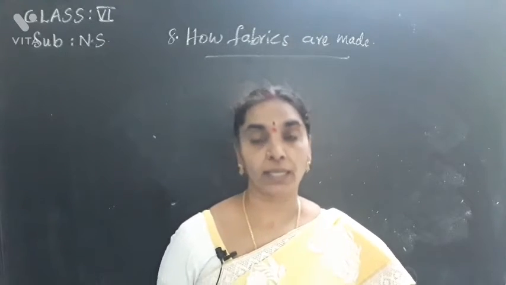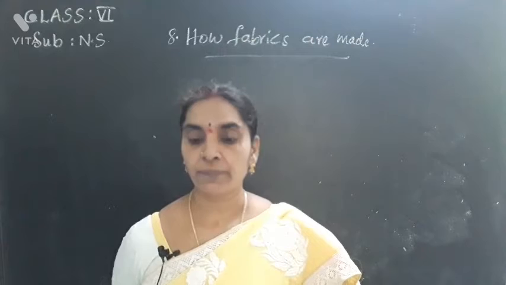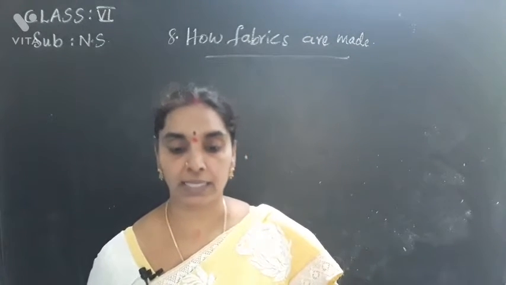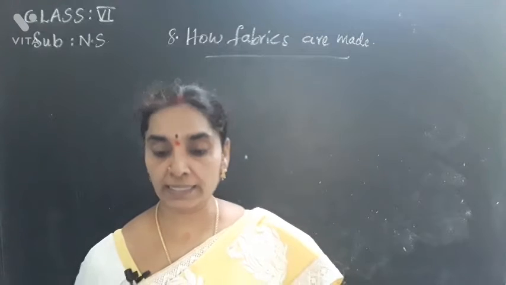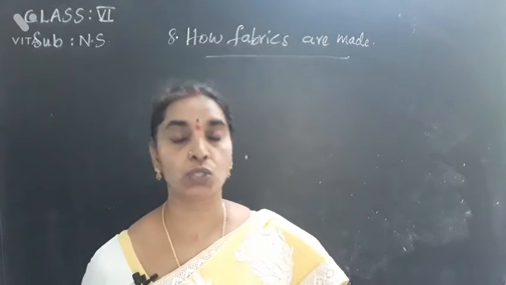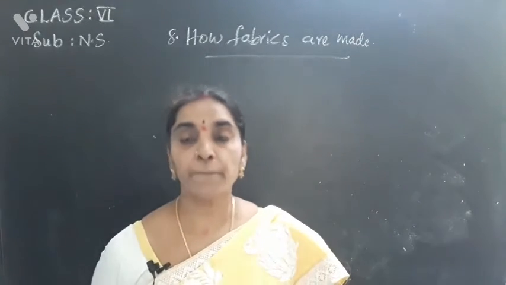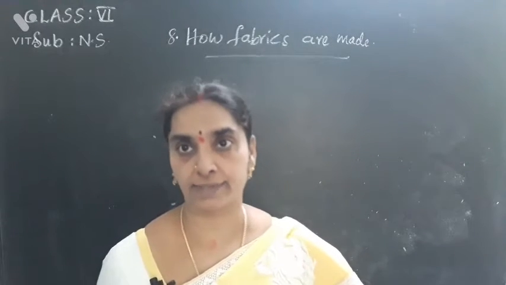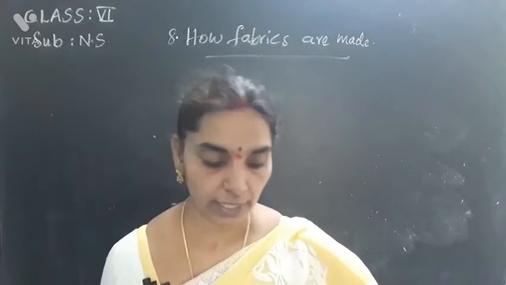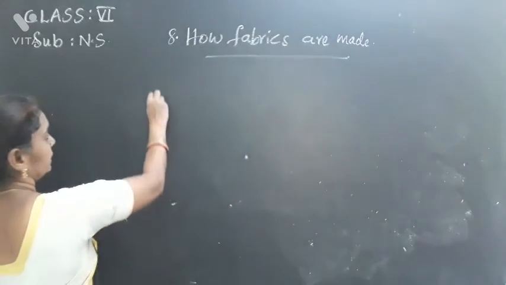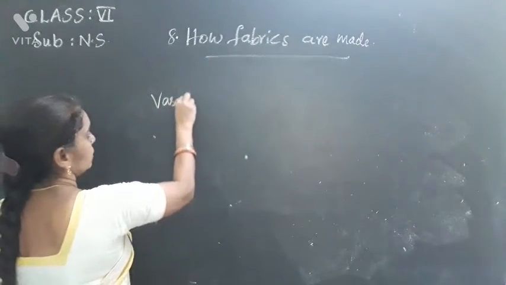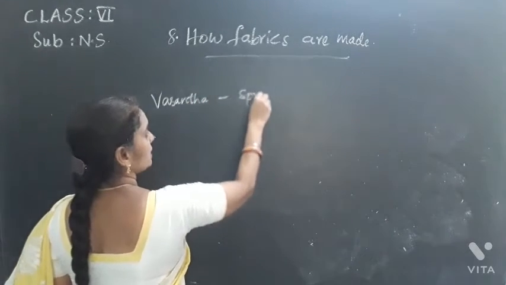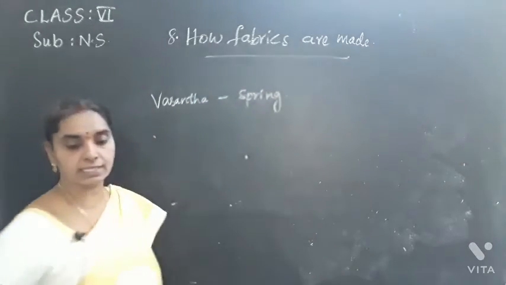As you know very well, in our country we consider 6 seasons: spring season, summer season, monsoon season, autumn season, pre-winter and winter. Among all these seasons, what are they? You say Vasantam in Telugu, isn't it? So it is called spring. What is it called children? It is called spring season.